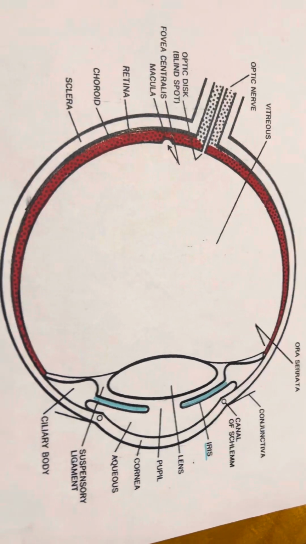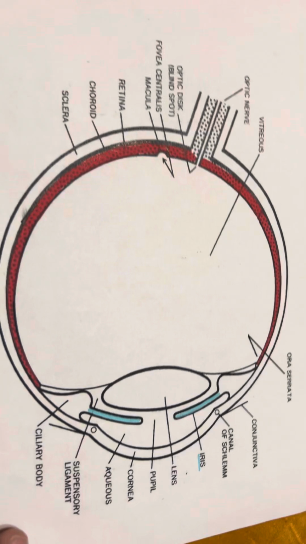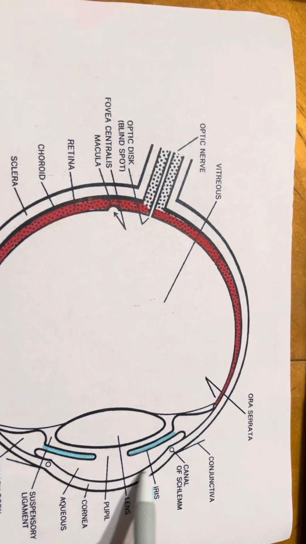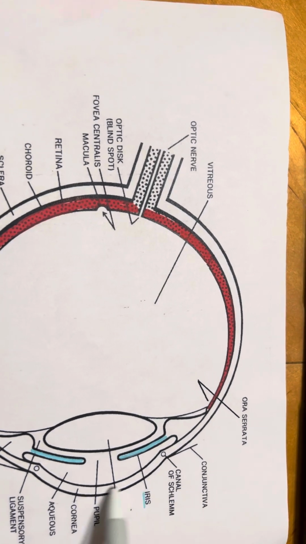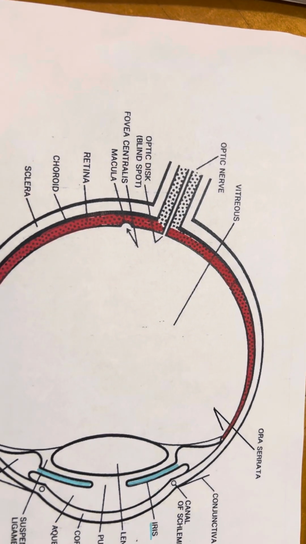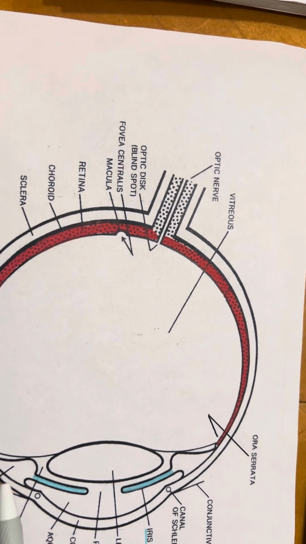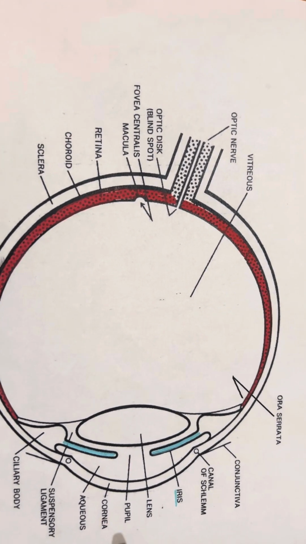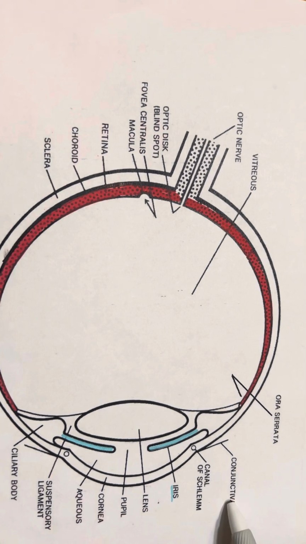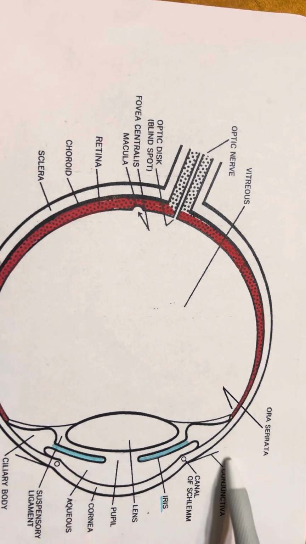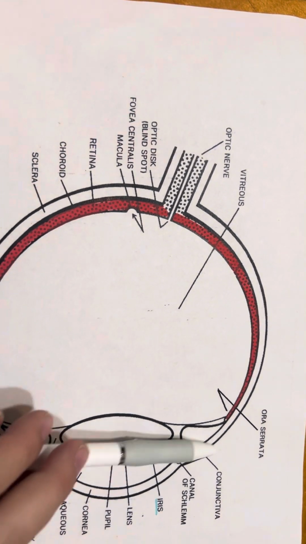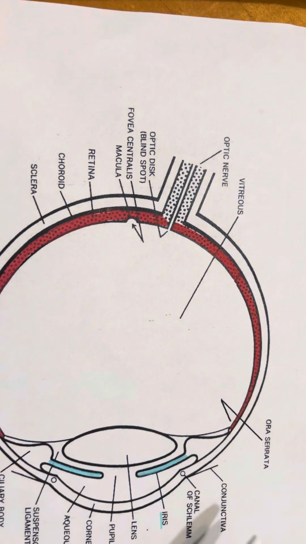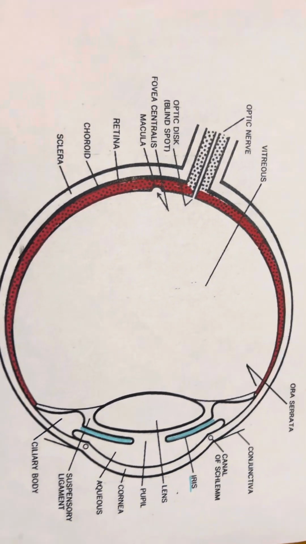All right, here is the diagram of the eye. I'm going to start with the cornea. It is the outermost protective layer of our eye. It does have some curvature to it, which helps with the focal strength of our eye. The conjunctiva is a thin membrane that coats the sclera, the outermost protective layer of our eye, and the inside of our eyelids.